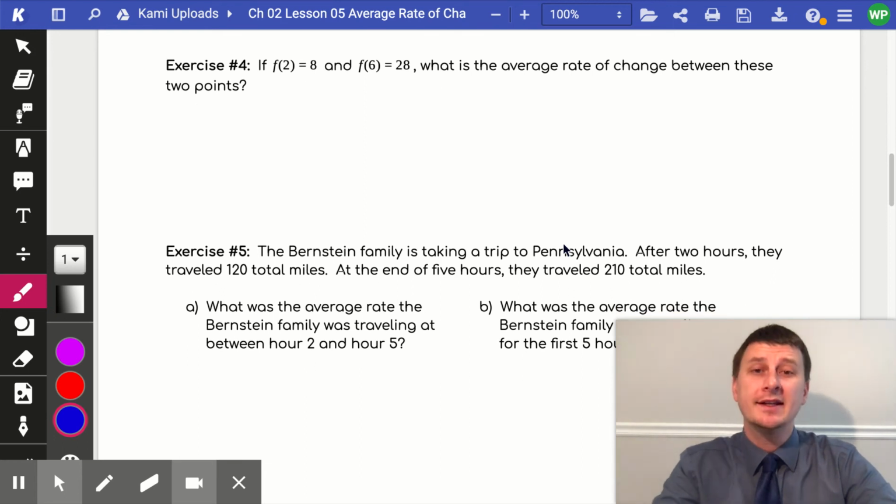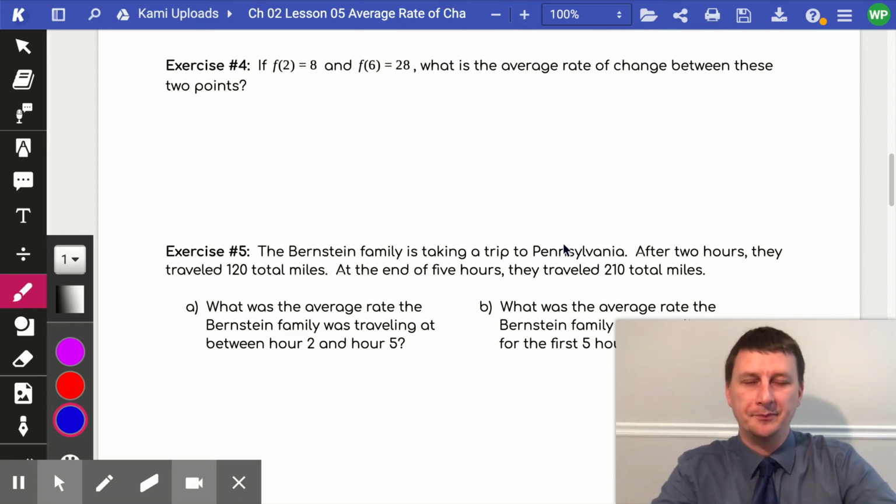Algebra 1. And in this video we'll be looking at exercise number 4 having to do with average rate of change. If you haven't watched exercises numbers 1, 2, and 3 yet, I suggest you go back to get an idea of what average rate of change is and how we can find it. Otherwise, you're in a good spot, so let's get going.